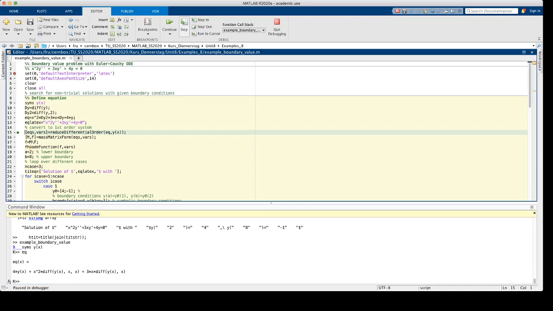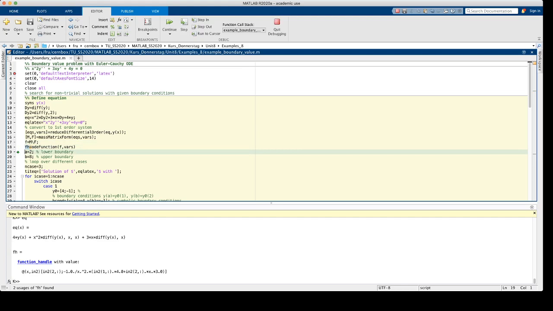We already know how to convert this single second-order ODE to a system of two first-order ODEs. So we first reduce the differential order, we convert to mass matrix form, we solve for the first derivatives, and we convert the right-hand side to a function handle fh. You can see the function handle in the command window.